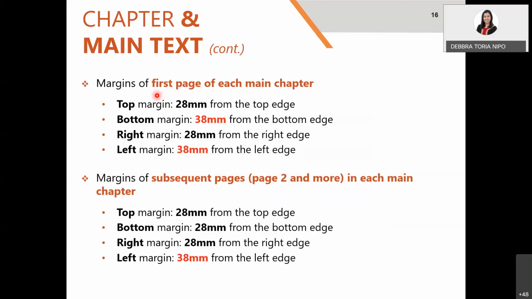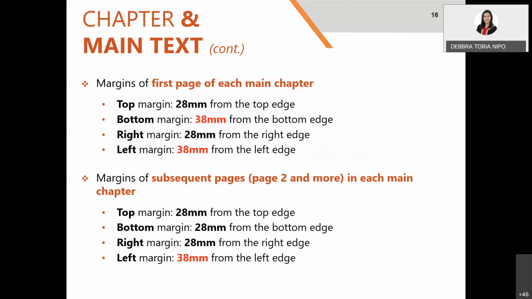Now for the first page of each main chapter, your margin should be 28 millimeter from the top and from the right. And then for your bottom margin and your left margin, there should be 38 millimeter from the bottom edge and 38 millimeter from the left edge. What students normally do is make their bottom margin also 28 millimeter. So it should be 38 millimeter just for the first page. Only for the first page.